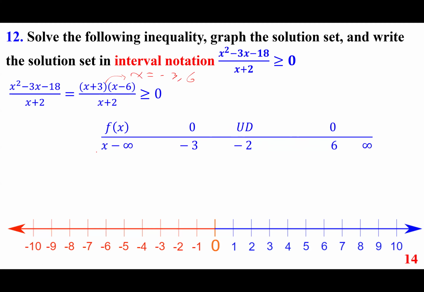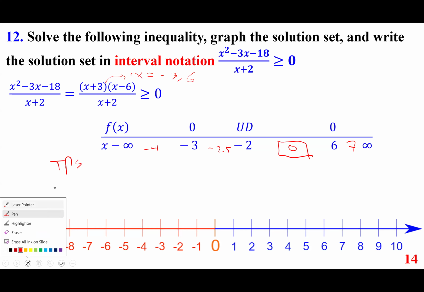By the way, test points: this would be -4 here, -2.5 here, 0 is the best point, and let's say 7 here. I'm going to just try 0, and I'm going to show you how that works. If I put the 0 here, it may be easier to put it into this one, because everything goes to 0. -18 over 2 is -9. So if you plug in 0, you get negative. They will alternate. That means positive, positive, negative.